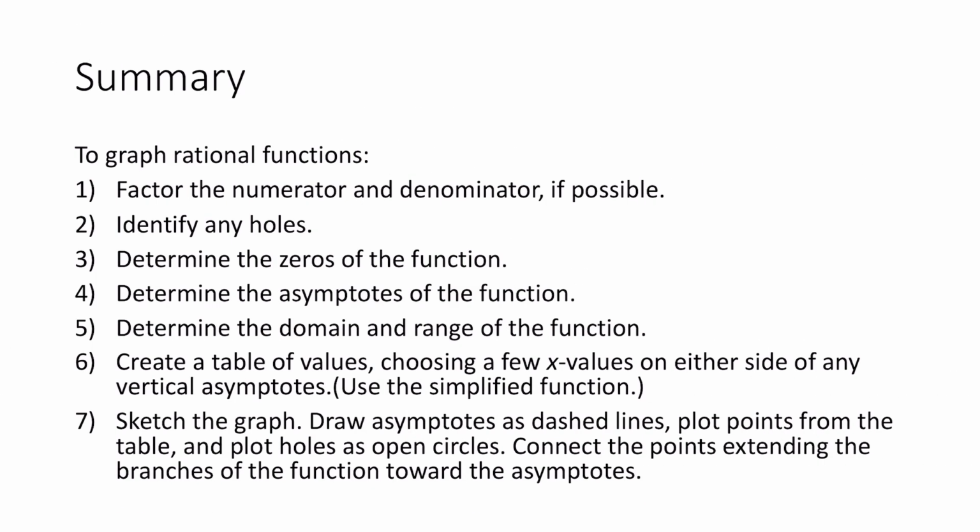So remember, to graph rational functions, you're going to factor the numerator and denominator if possible, identify any holes, determine the zeros of the function, determine the asymptotes of the function, then determine the domain and range of the function. Then you're going to create a table of values, choosing a few x values on either side of any vertical asymptotes. Remember to use the simplified function to do this. Then you're going to sketch the graph and draw asymptotes as dashed lines, plot points from the table, and plot holes as open circles. Connect the points, extending the branches of the function toward the asymptotes.